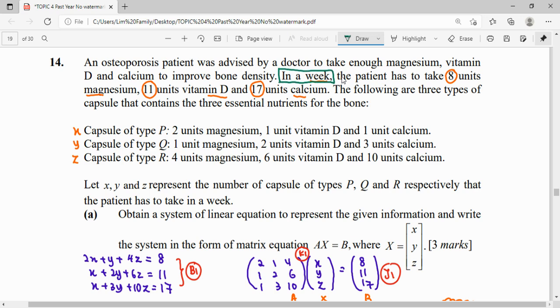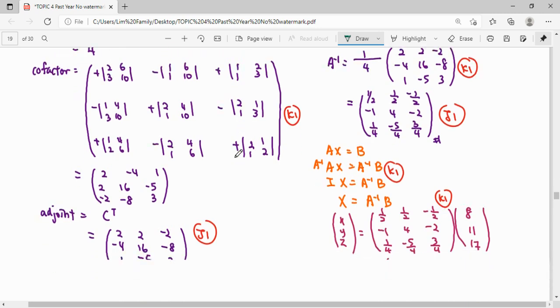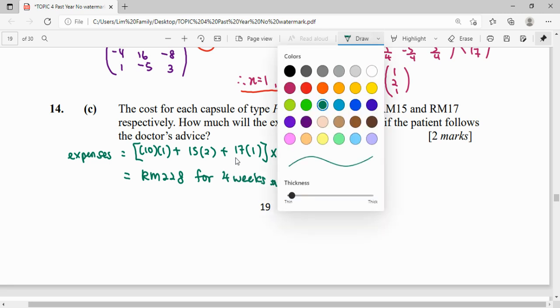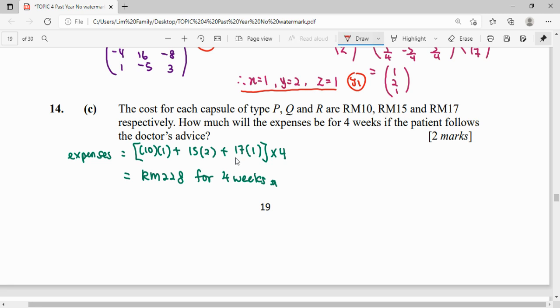So if the patient wants to prolong to 4 weeks, this expression will be multiplied by 4. So the expenses here will be times 4. In total it will become RM 228, enough for 4 weeks. So this is the concept and this is the answer.